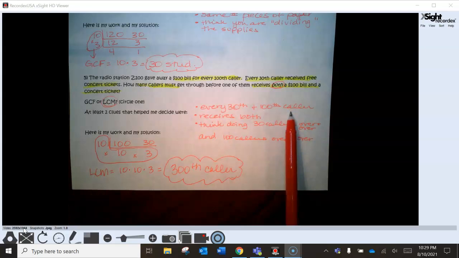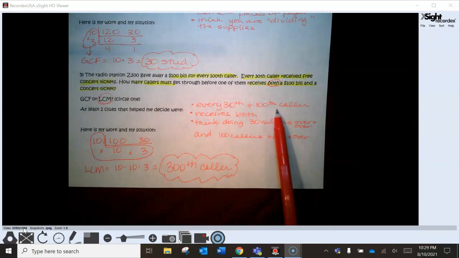So think about it. 30 calls, that person wins a ticket. 30 more calls, that person wins a ticket. Same thing here. 100 callers, $100. The next 100th caller, $100. So we're doing the same thing. We're repeating the same thing over and over and over.